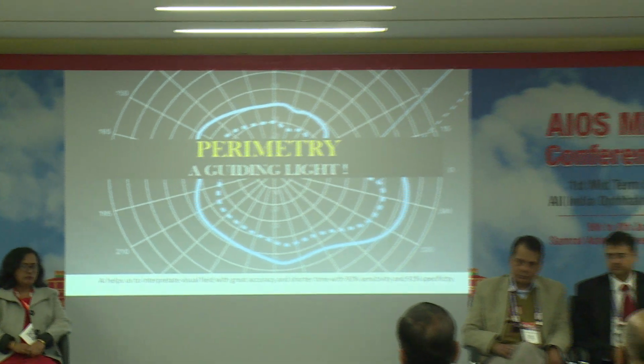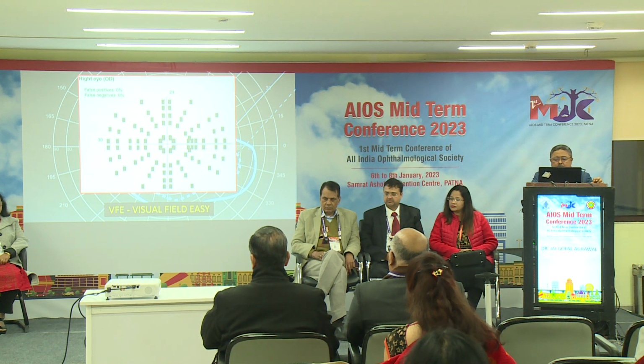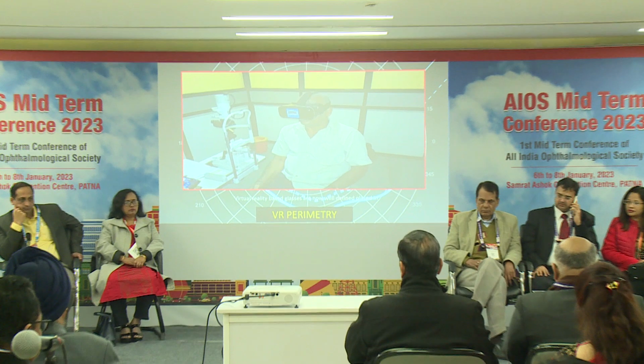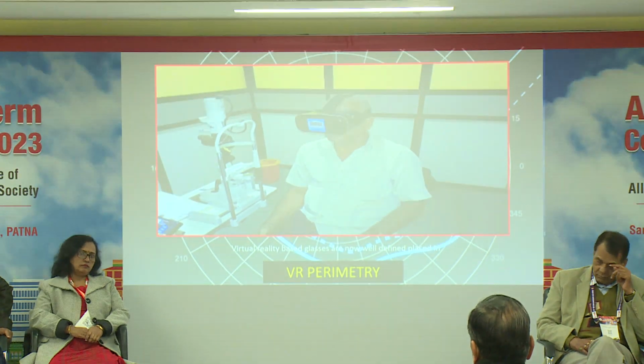Now, come to perimetry. It takes the help of artificial intelligence. It helps us to interpret the field vision with great accuracy and in shorter time, with 93% sensitivity and 91% specificity. We have iPad-based software, that is Melbourne Rapid Field Testing, and Visual Fields Easy, and the Review 2 with virtual reality glasses. We can take the perimetry with this type of glasses.